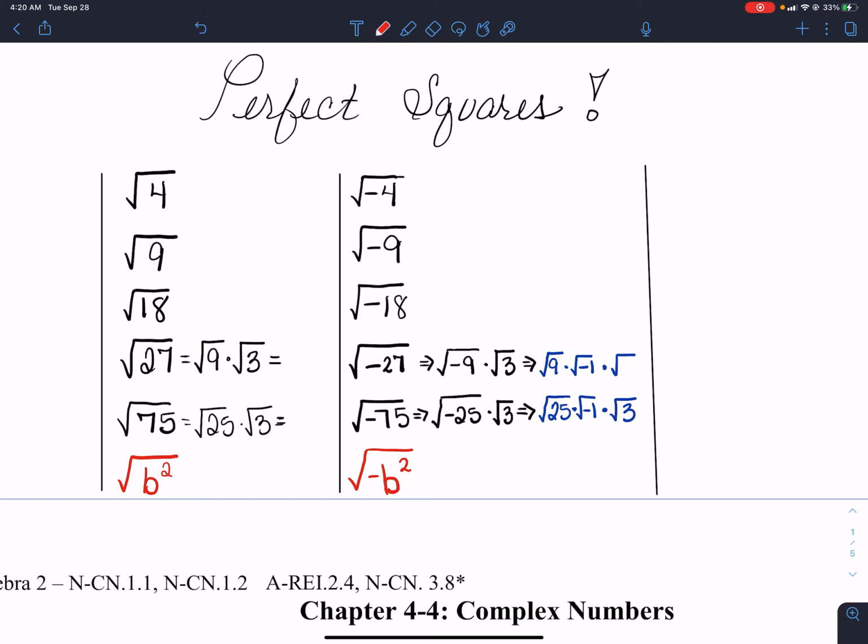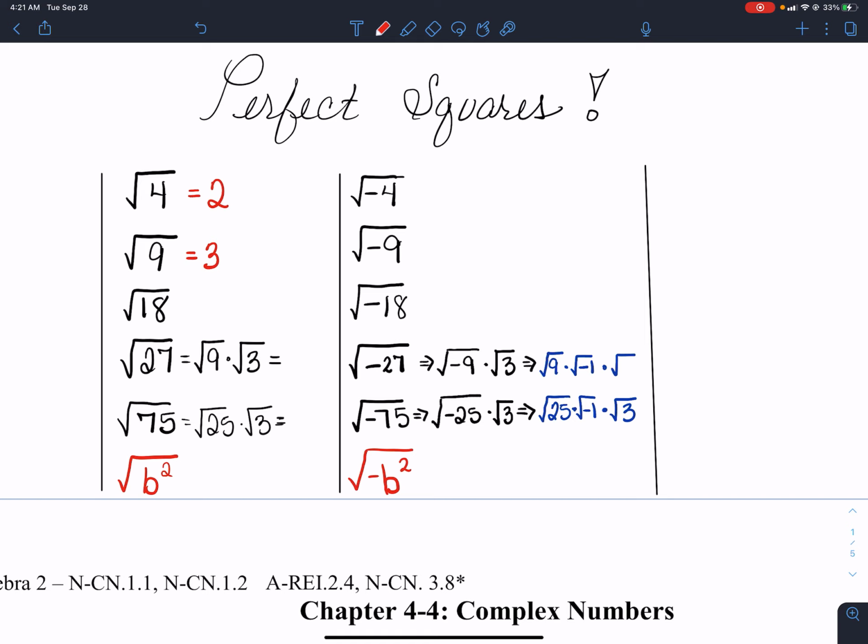Alright guys, let's go ahead and start today's lesson by simplifying some radicals. So in this first column here, I have radical 4. And when I simplify that, the square root of 4 is 2. Okay. Then I've got radical 9, which the square root of that is 3.